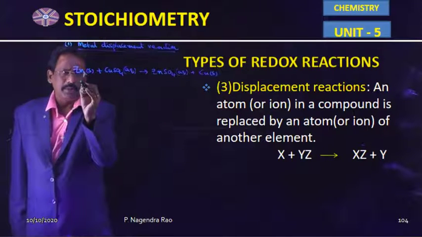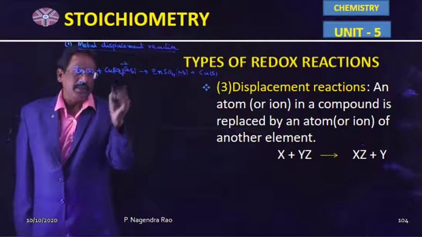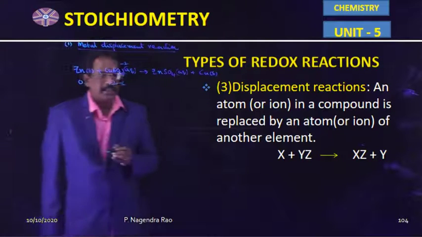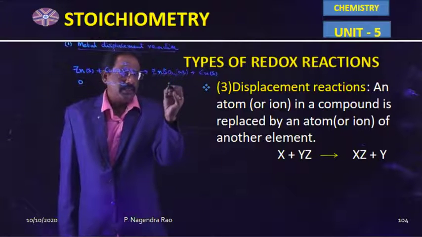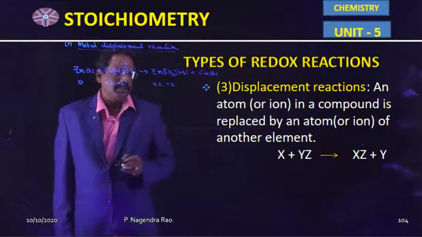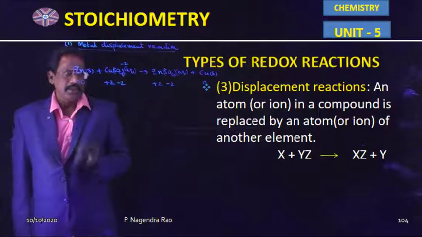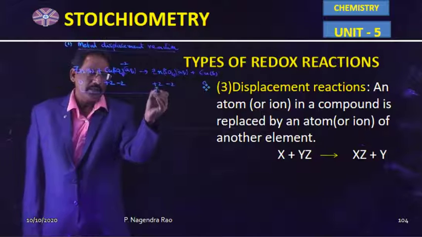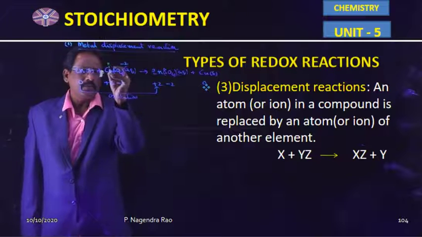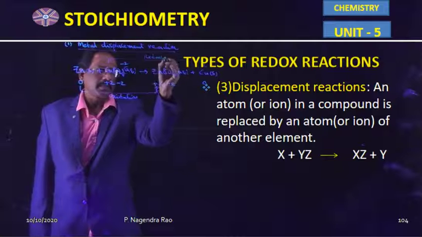So in this example, zinc oxidation number is 0. In any compound, sulfate oxidation state is -2. So copper oxidation state is +2. And the sulfate whole radical charge is -2. So zinc charge is +2. Copper is in uncombined state, so copper oxidation state is 0. So 0 to +2, this is an oxidation process, and +2 to 0, this is a reduction process.